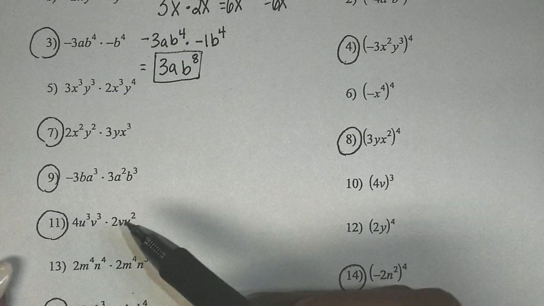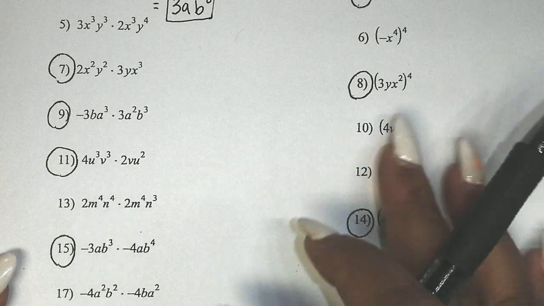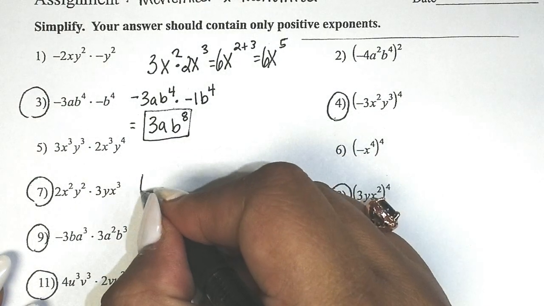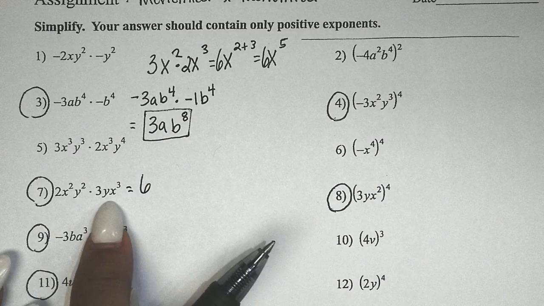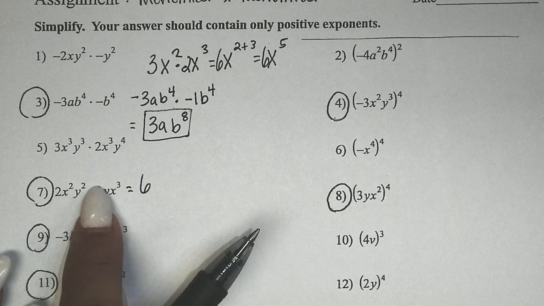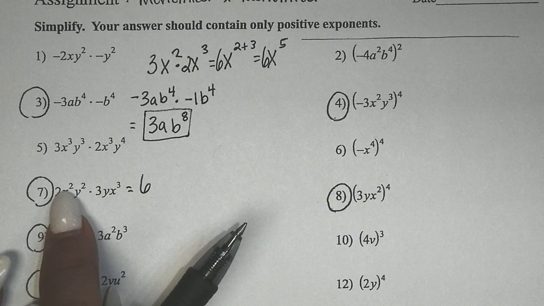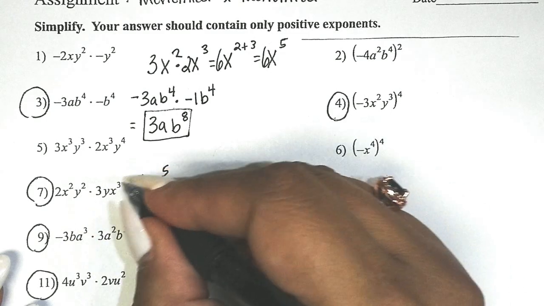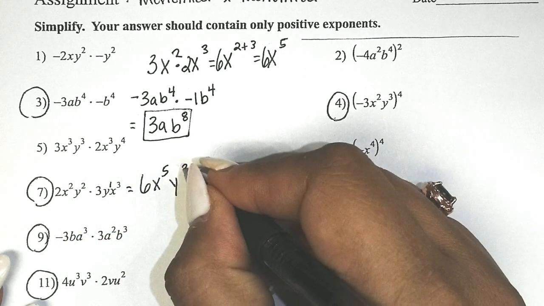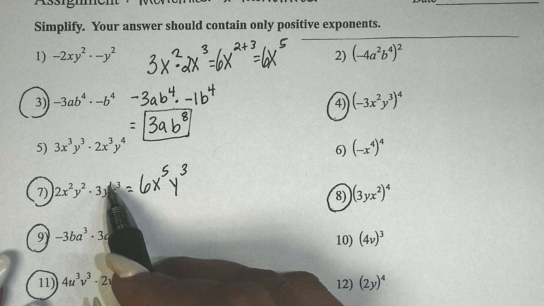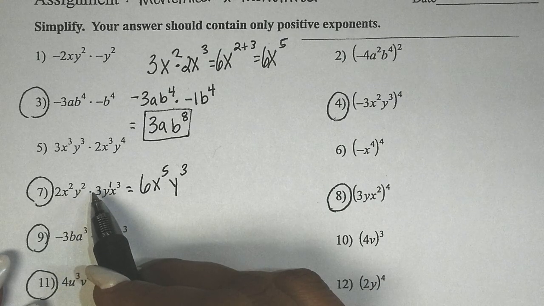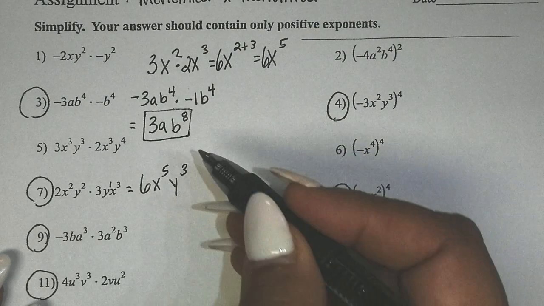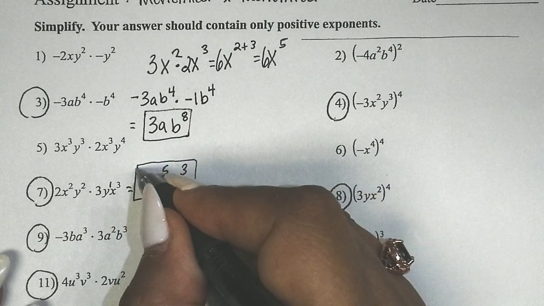So 7, 9, 11, and 15 are all similar. So again, multiply the numbers in the front. 2 times 3 is 6. You've got your x's here that you're going to add the exponents because you're multiplying them. So this is 2 plus 3, which is 5. And then y to the third. So make sure that you know that this is y to the first power. So y to the second power times y to the first power is y to the 2 plus 1, which is y to the third power.